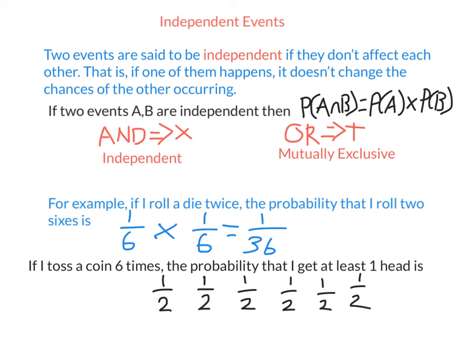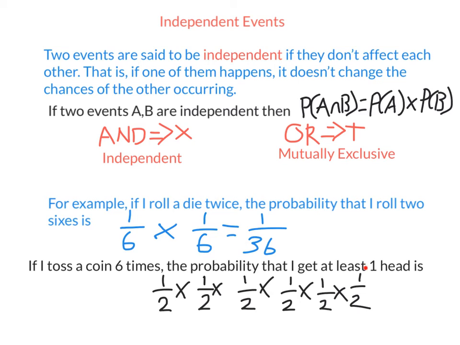Each time I toss the coin is independent. It doesn't matter what I got the last time I tossed the coin. Each time I toss the coin, I have a 50% chance of getting heads, 50% chance of getting tails. So the probability I get a tail all 6 times, I can just multiply all of these together. So this is the probability that I get all tails or no heads.